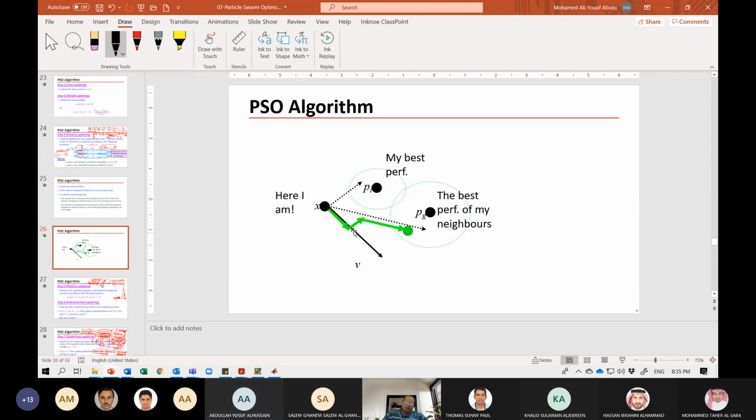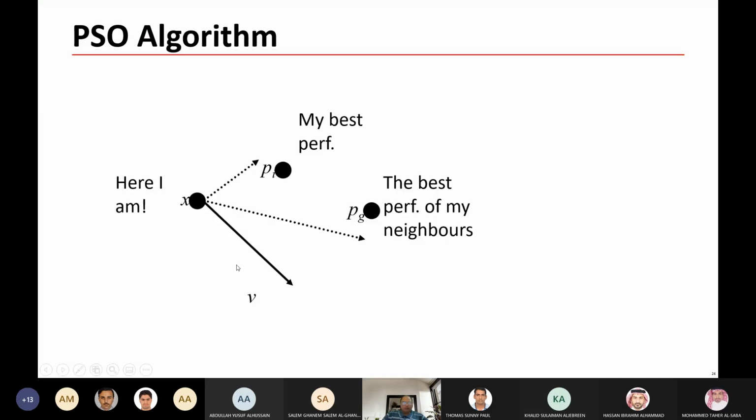Yes. So if this is the velocity, you go with this velocity multiplied by W. This is the first term of updating the velocity. So you multiply the weight by the old velocity, and then you go in the direction of the personal best, and also in the direction of the global best.